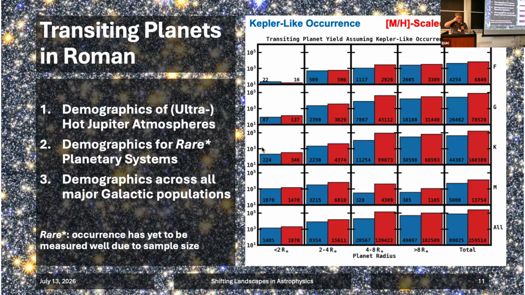One of the next opportunities is demographics for really rare systems, and this is a catch-all for a bunch of stuff that I'm going to go through really quickly. First one is giant planets. These are intrinsically rare, about 1 in 100, 1 in 200. And Roman will find them in spades because it's observing so many stars.